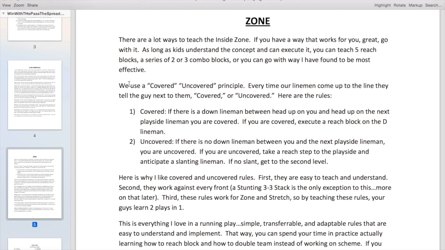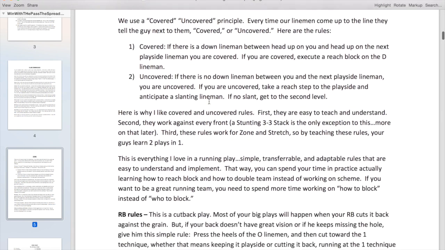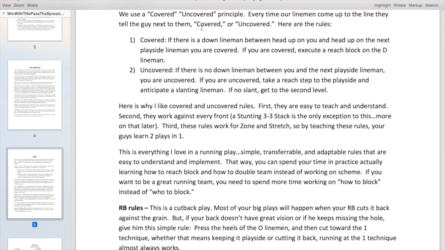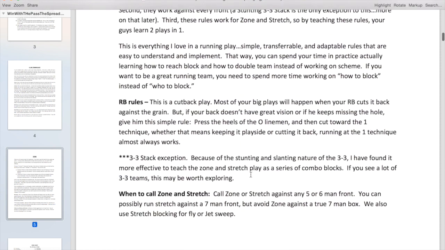So we're still going to stick with our covered and our uncovered principles. The reason that's beautiful is you guys already know how to do this. They already know if they're covered or if they're uncovered and what that means. The difference now is that if they're uncovered, they're going to try to get up to that second level as quickly as possible. And if they're covered, they have to take a wider step because of what's happening in the backfield. But the rules are exactly the same. And I write that right here.